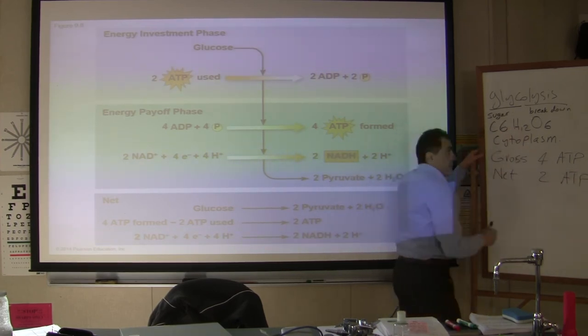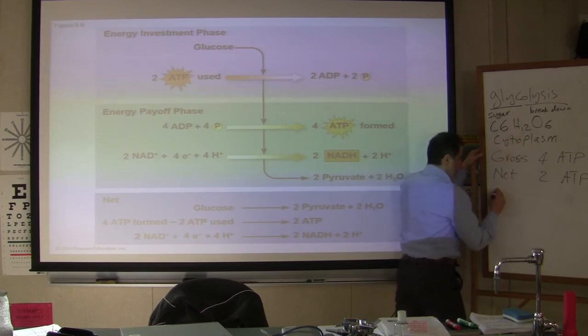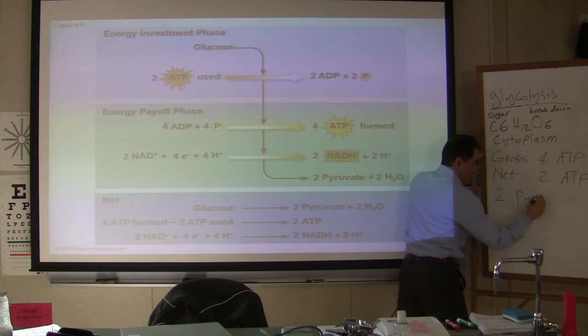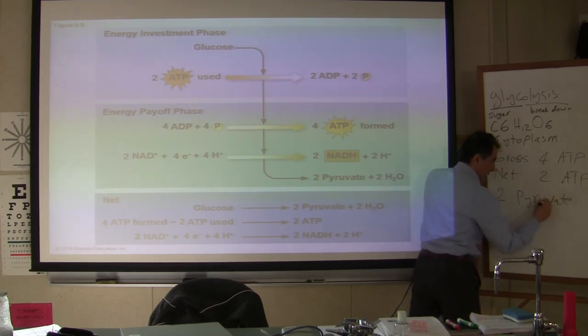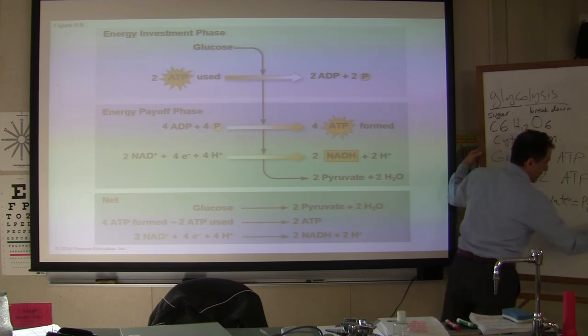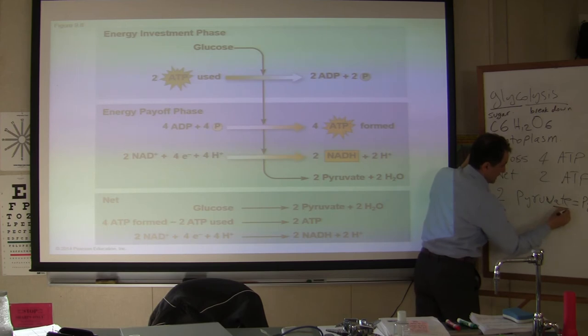And at the end, from one glucose molecule, how many molecules of pyruvate do you make? 2 pyruvate. Another name for pyruvate is pyruvic acid. Anytime you say ate at the end of the word, A-T-E, it means acid.